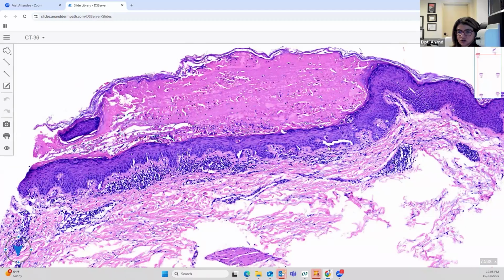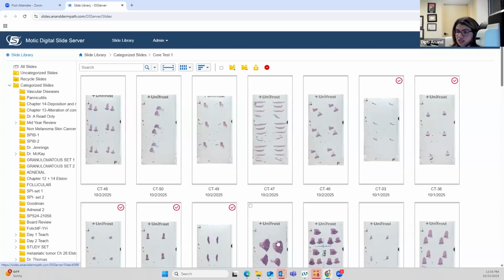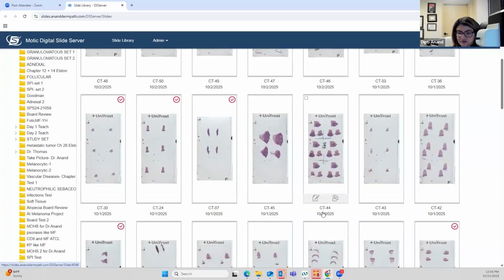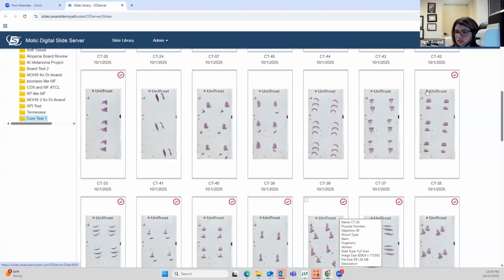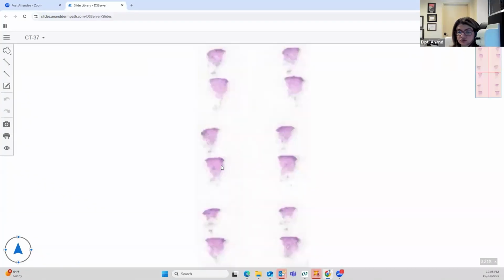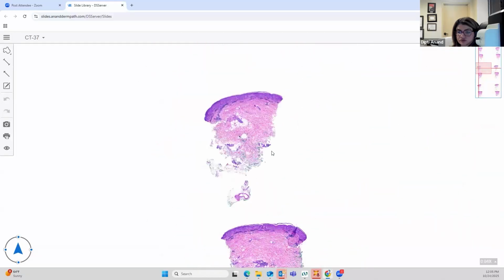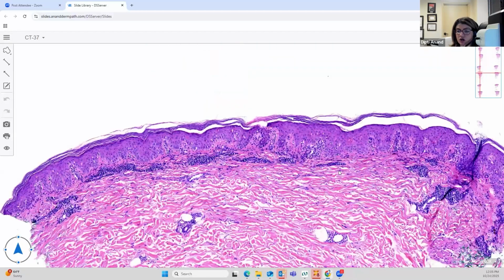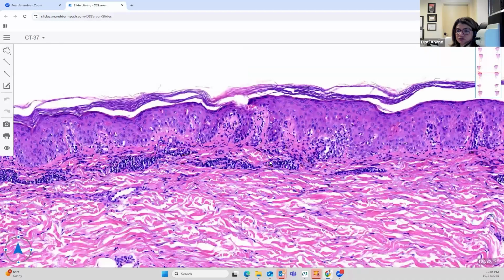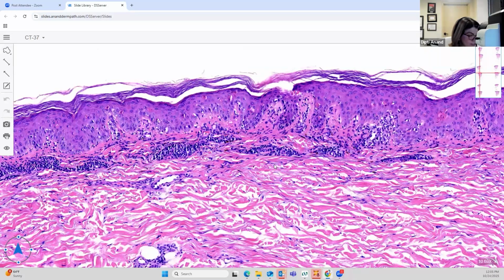Now you see the corps ronds and the corps grains. Everybody good with that? Okay. Let's go to the next one, which is your slide 37. 37, okay. Okay, so who wants to describe this process?